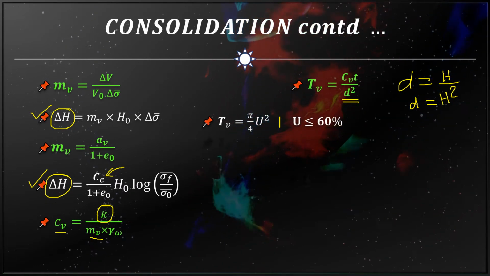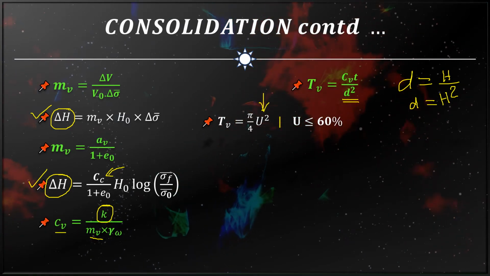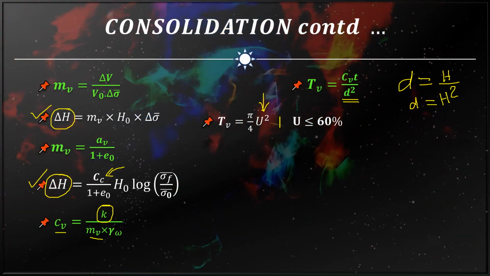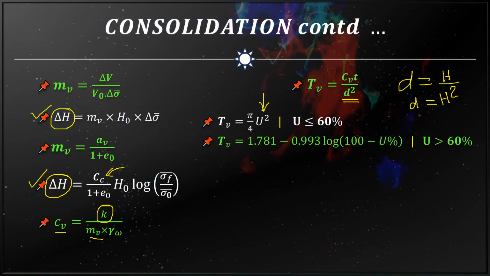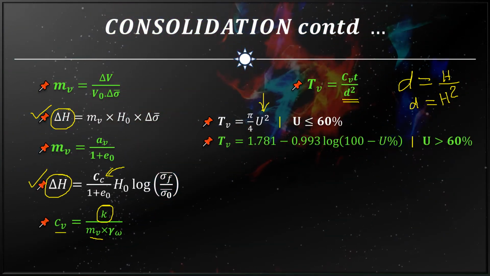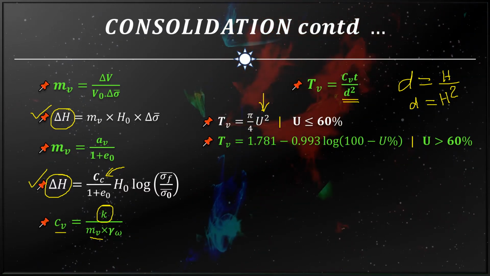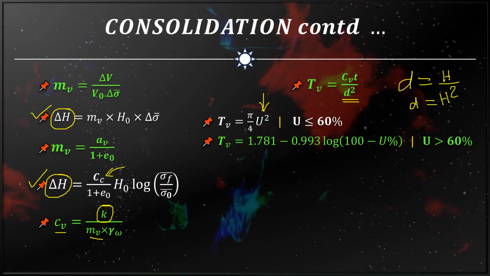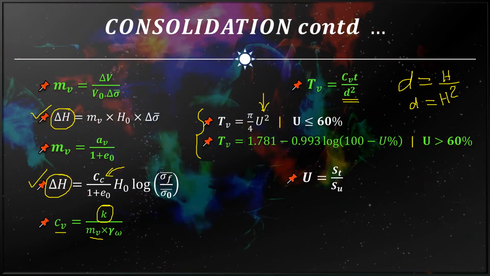And Tv shall be calculated when we know the degree of consolidation, that is denoted by capital U. So Tv is equal to pi by 4 U square when the degree of consolidation is less than or equal to 60%. And when it is greater than 60%, Tv is equal to 1.781 minus 0.993 log of (100 minus U percentage). So this is the formula regarding Tv, that is time factor.